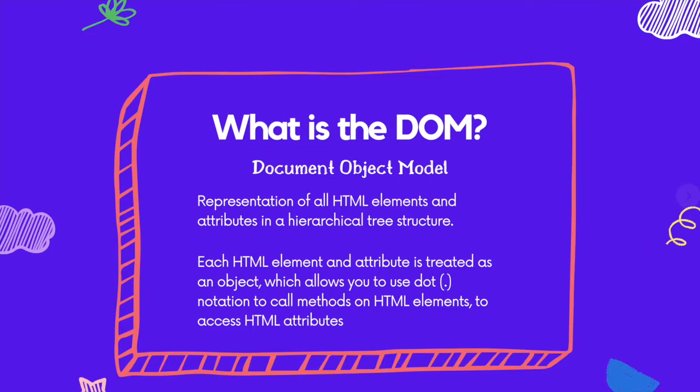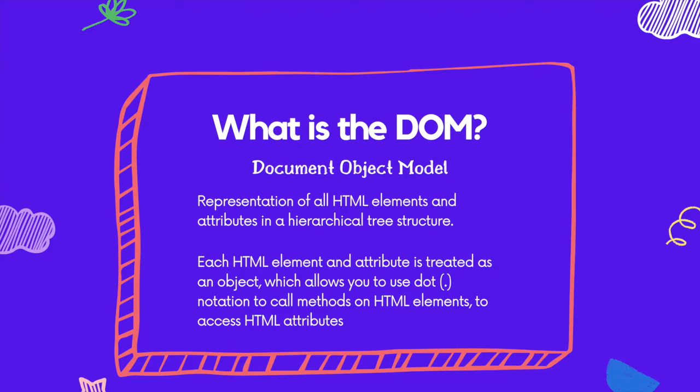So what is the DOM? The DOM, which stands for Document Object Model, is basically a representation of all HTML elements and attributes in what is known as a hierarchical tree structure. I'll explain more about this in a bit. And basically, each HTML element and attribute is treated as an object.